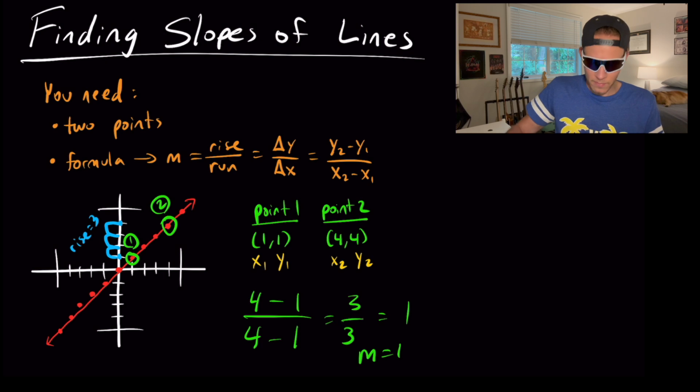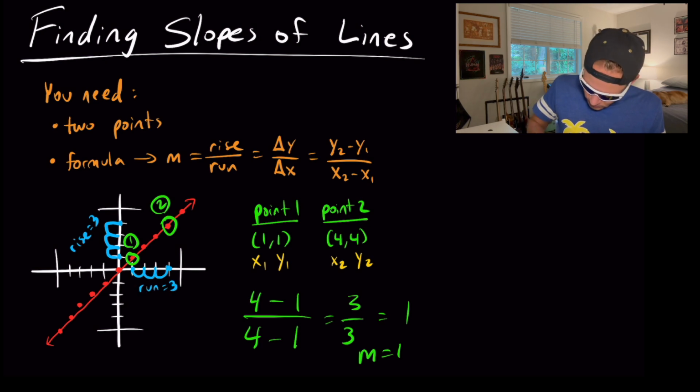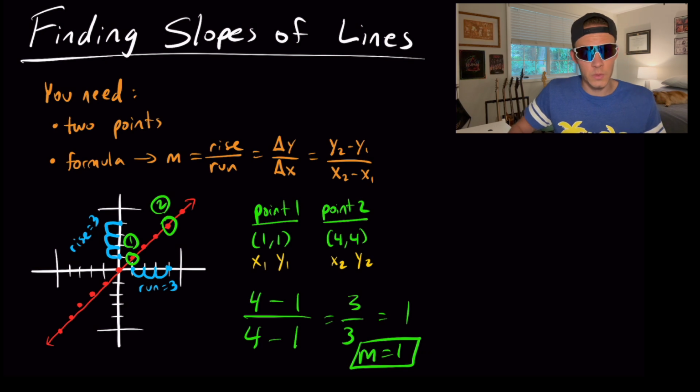The run, same thing, but now you're just comparing x movement, or left and right movement. Going from point 1 to 2, we're moving to the right. So if I start here, that's where the x value of point 1 is, and the x value of point 2 is over here. And if I count it, I got 1, 2, 3. So my run is also 3, which is what I got down here. And again, we get our slope. Slope is equal to 1.